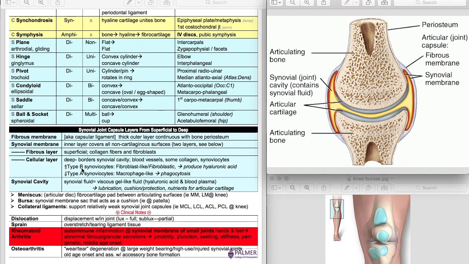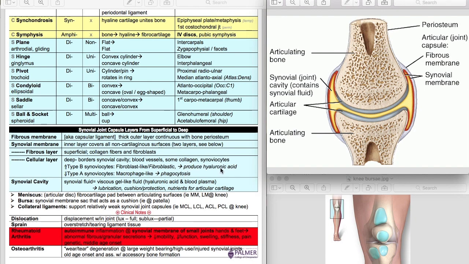The type B, this little arrow means above, or more superficial. The more superficial type B synoviocytes are fibroblast-like. You could say fibroblast-ish if you wanted to, probably not on a test, but B for blastic, B for blastic. They are synovial cells that produce hyaluronic acid. They are referred to as fibroblast-like because they are making long strands of something, and that something is hyaluronic acid.